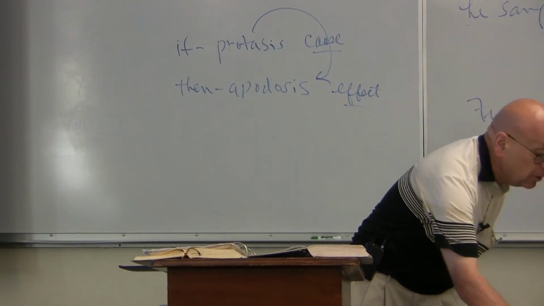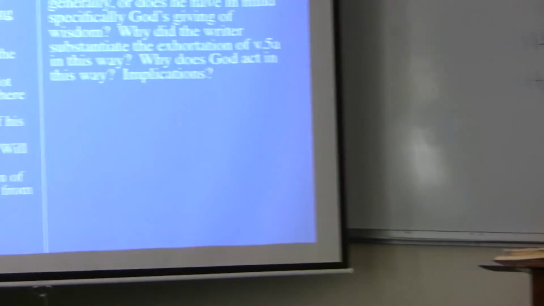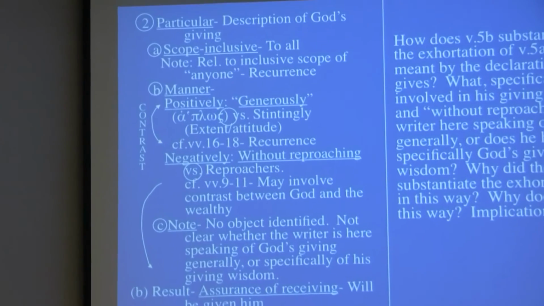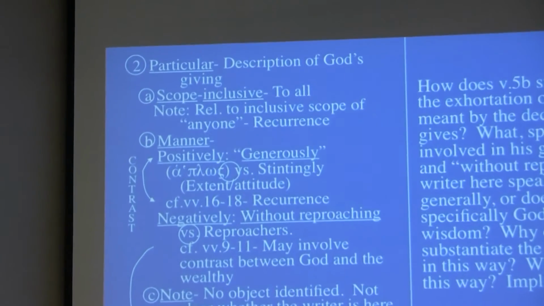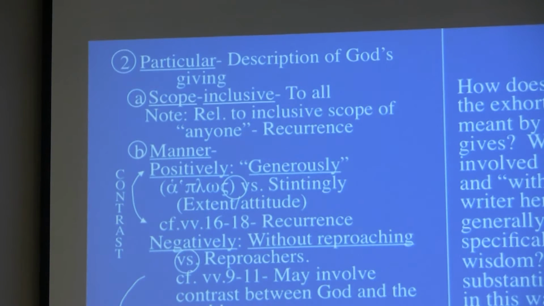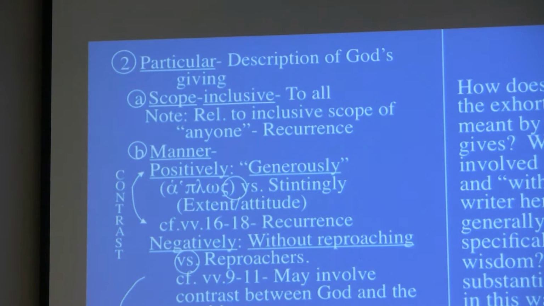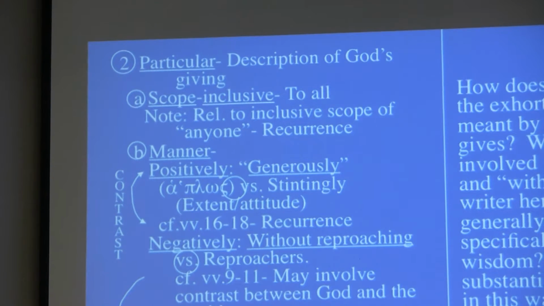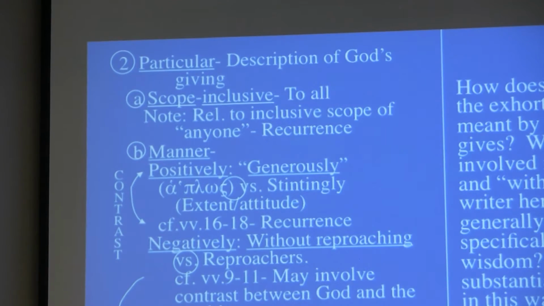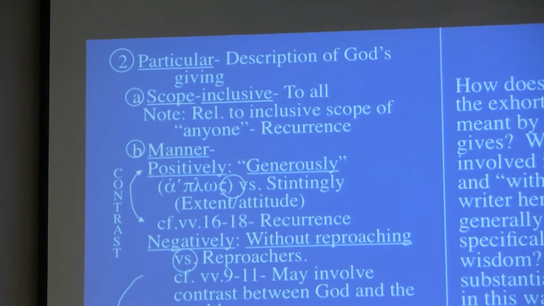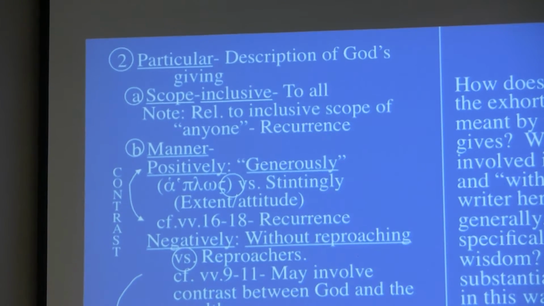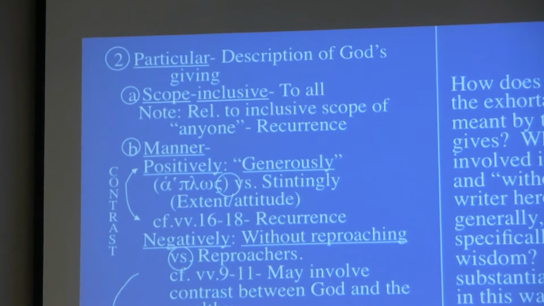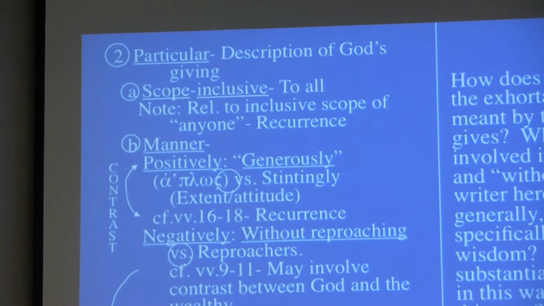Now, we note here also that he moves then to the particular. He says, who gives, and then the particular description of God's giving. And this involves really scope. First of all, who gives to all? Who gives to all, he says. And here we note the relationship to the inclusive scope of anyone. If anyone lacks wisdom, let him ask of God, who gives to all men generously. So there's no exclusion with regard to God's giving.